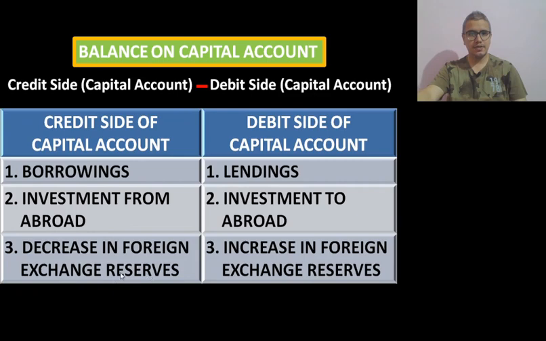Okay, now we know that the credit side of capital account comprises of borrowings, investment from abroad and decrease in foreign exchange reserves. This we have already discussed in our very first class, isn't it?